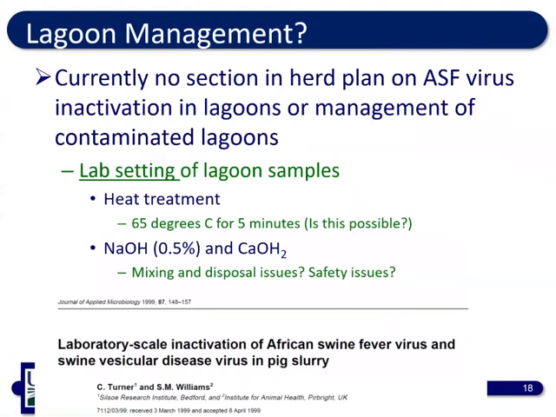And then they also looked at mixing either sodium hydroxide or calcium hydroxide into the slurry and inactivating ASF virus. Those were effective as well at different concentrations. There are probably going to be some issues there: can you actually mix in these chemicals with the lagoon and get them thoroughly mixed so you're inactivating virus? How do you dispose of the manure, and what's the appropriate disposal of manure with these caustic substances in it? There are even some human safety issues, I would imagine, that come with these chemicals because they're very basic chemicals.